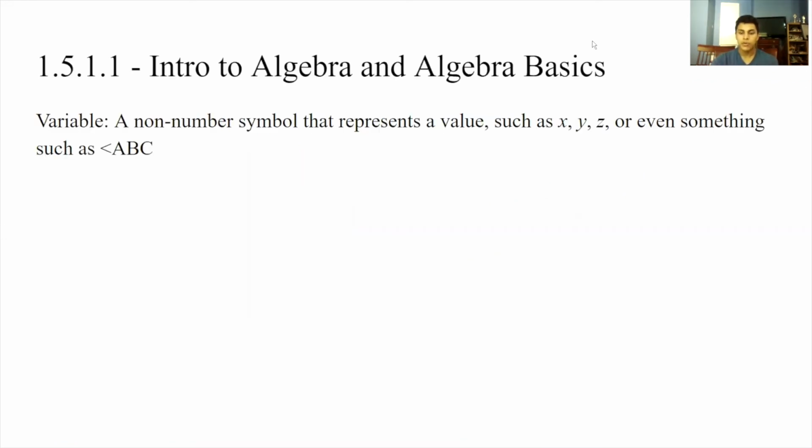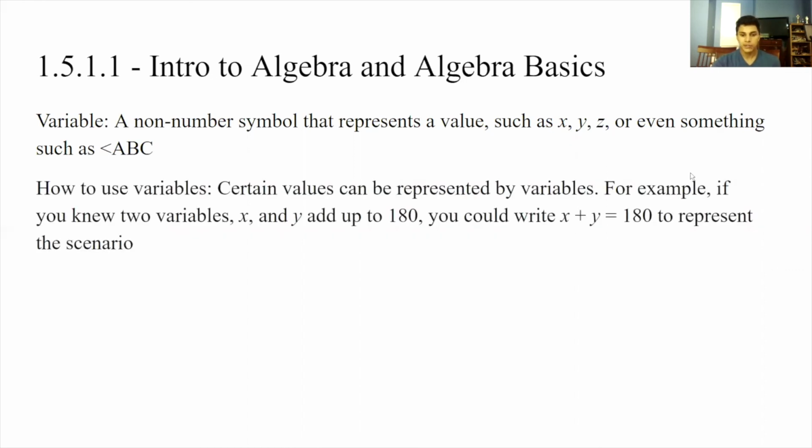And now to review what we learned this lesson, we started by going over the algebra basics and just an intro to algebra, what it's all about. So first we learned that a variable is a non-number symbol that represents a value, such as x, y, or z, which you see in a lot of equations. And then you can even represent things like angles as variables, such as angle ABC, because it's a non-number symbol that's representing a value.